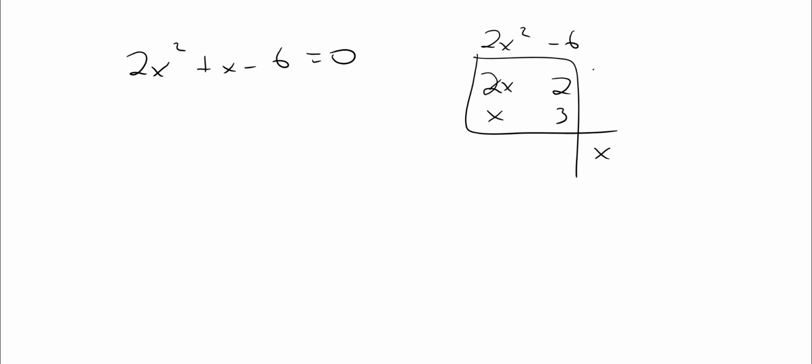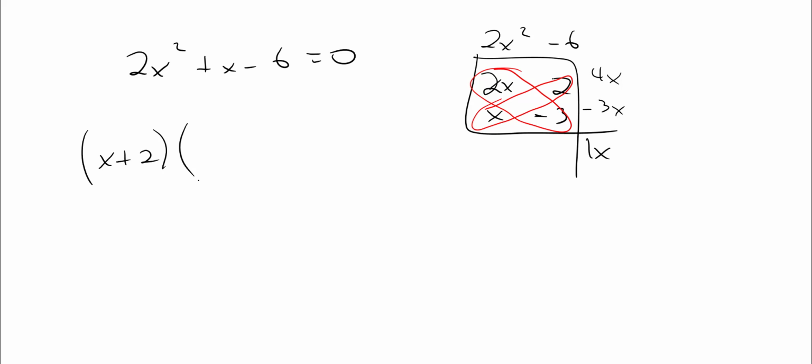So if I multiply across here, I get 4x, and if I multiply across here, I get 3x. So in order for one of them to be negative, it's got to be this one right here, because then 4x minus 3x is positive 1x, right? So that's perfect. So remember to cross, so it's x plus 2 and 2x minus 3. So it's x plus 2 times 2x minus 3, and that equals 0. Okay, and then we just solve.